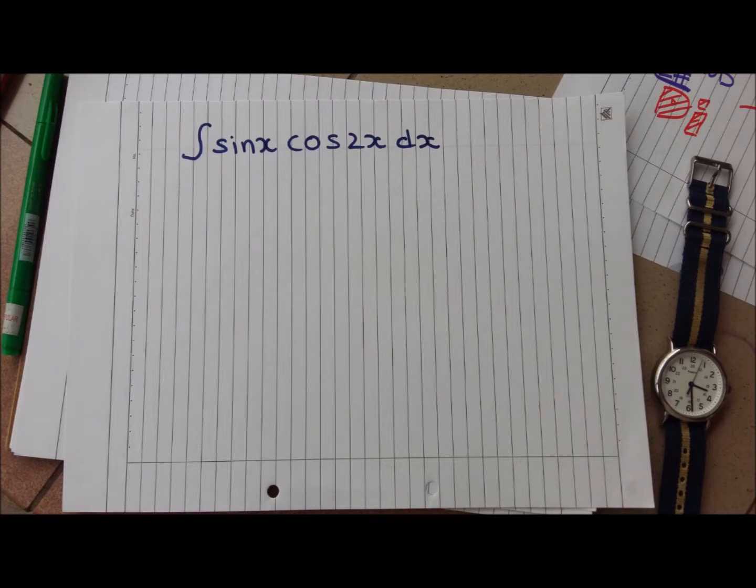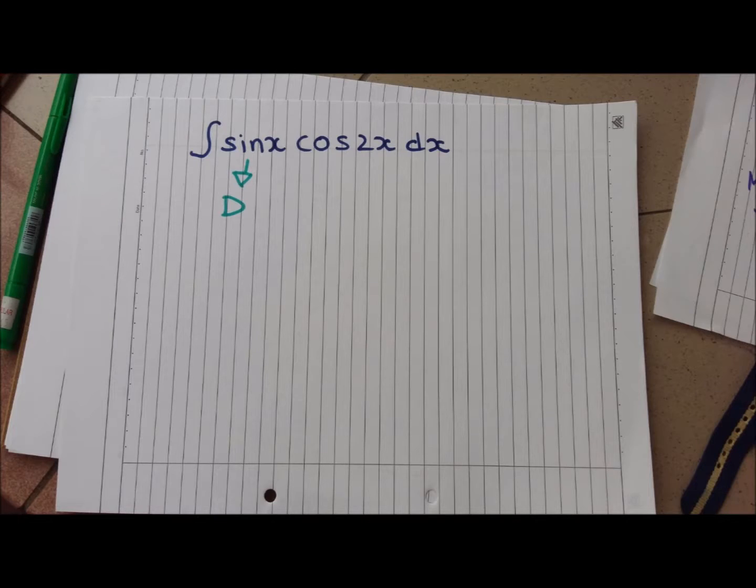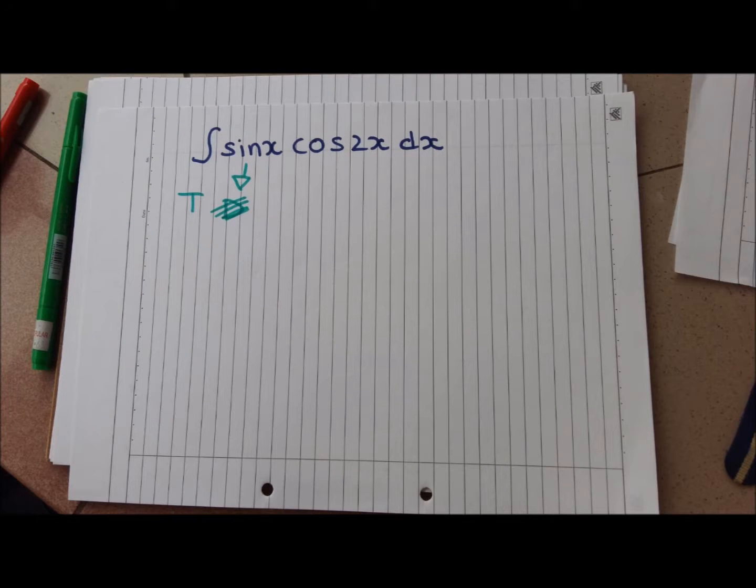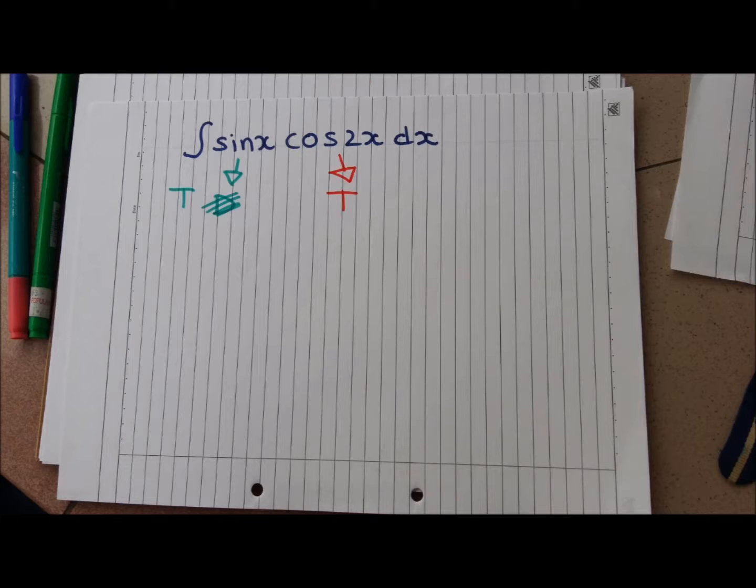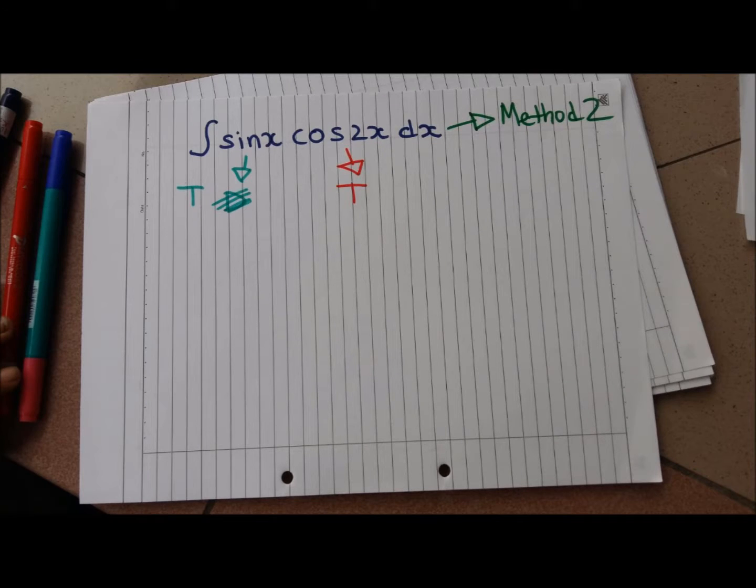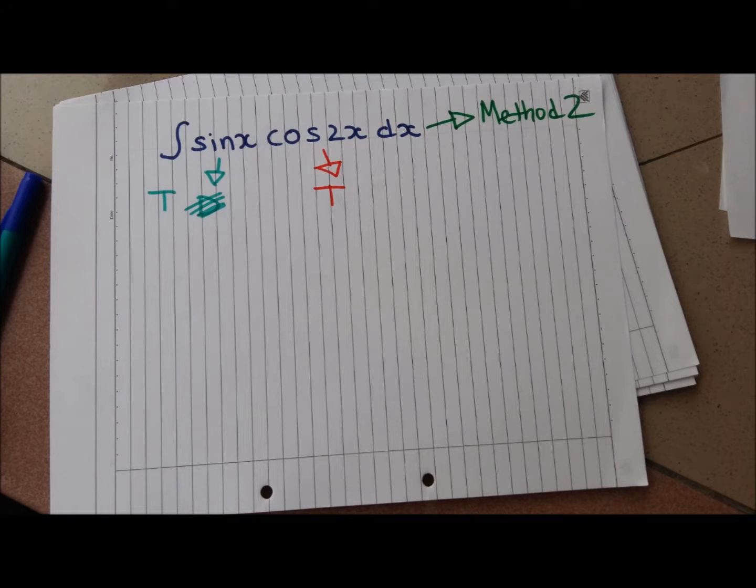So let's do another example, which is the DD method. For the DD method, we look at sine x cosine 2x dx. Sine x is trigo, cosine 2x is also trigo. So for trigo, which is LIATE TT, you have to do method 3, I'm so sorry, method 3, the DD method.